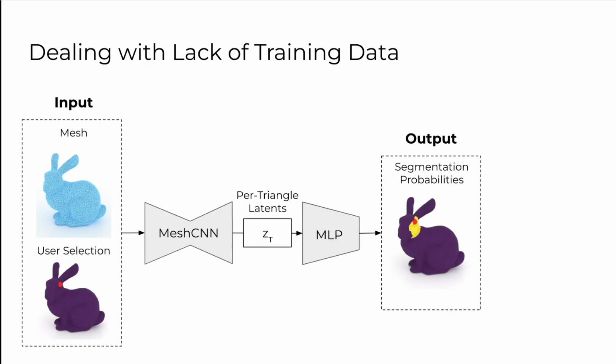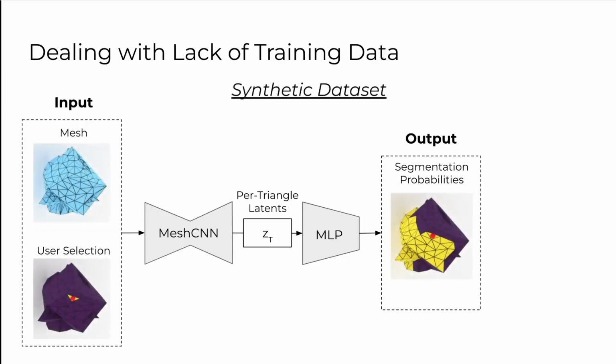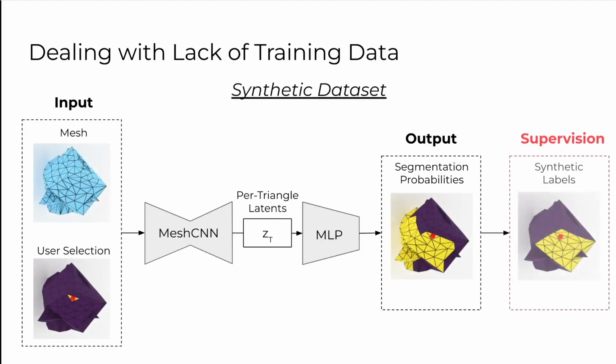Now this begs the question of how we're supposed to train this neural pipeline, and the problem is that there does not exist any labeled data for the specific task of mesh segmentation for parameterization. We take a two-pronged approach to deal with this. First, we develop a custom synthetic dataset to train our model.